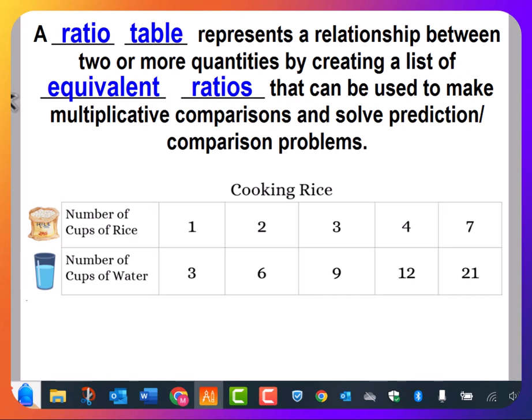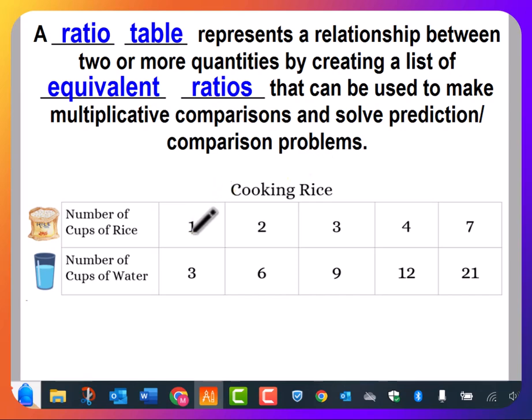This is a table about cooking rice. So the two things that we are comparing, or the two parts of our ratio, would be the number of cups of rice and the number of cups of water. So it tells us the ratio is 1:3, meaning we use 1 cup of rice for every 3 cups of water. And there are different ways you can make your table. In this table, they're listing the multiples.